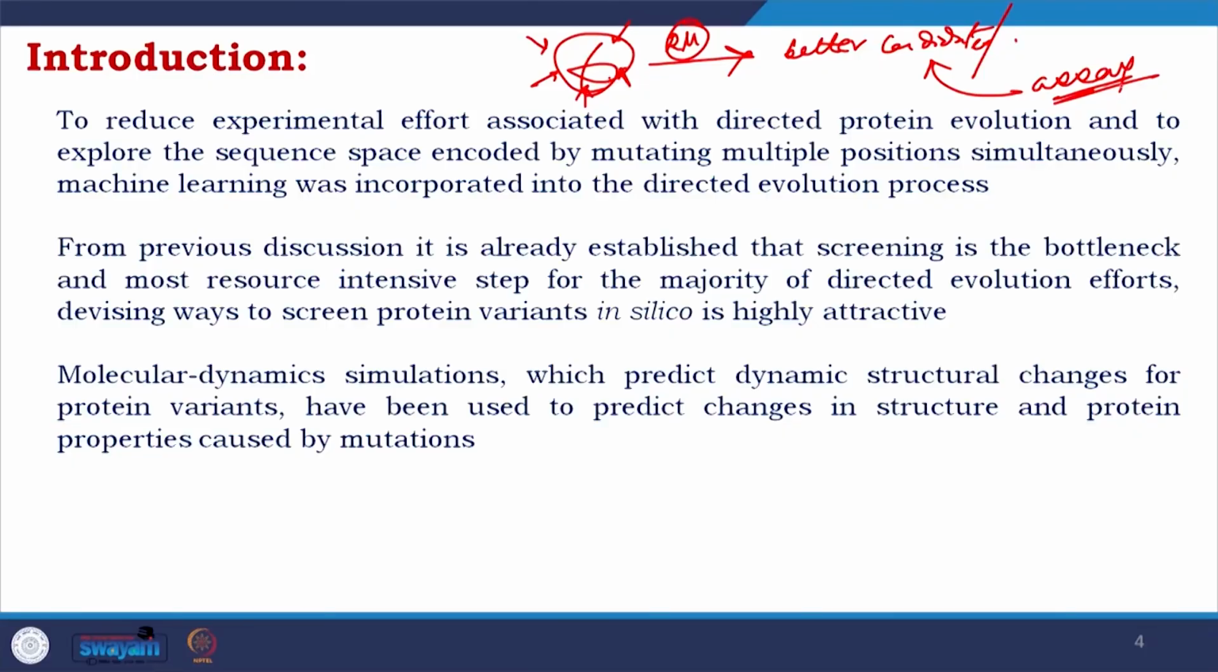Molecular dynamic simulation, which we have talked about in the previous module, not in detail, but this will give you a basic idea that molecular dynamic simulation predicts the dynamic structural changes for a protein variant, and it has been used to predict changes in structure and protein properties caused by mutations. So, I have talked about it, but just because we are here.